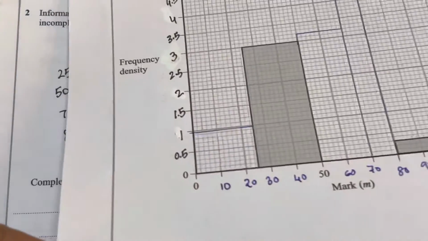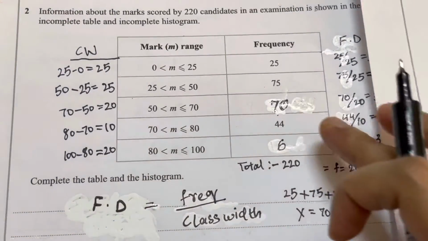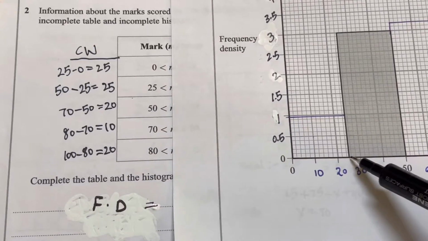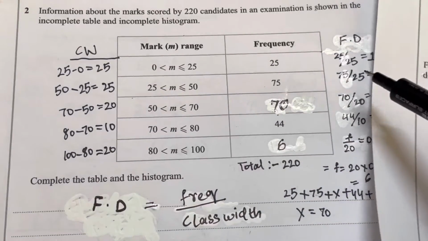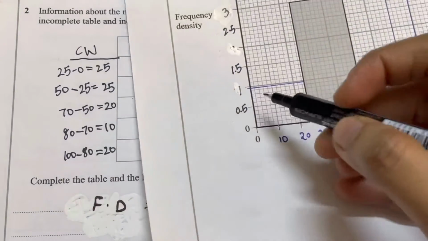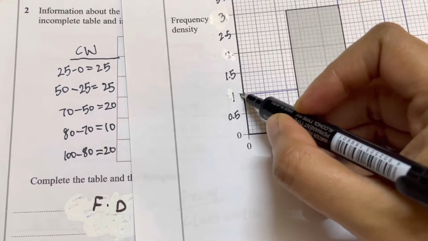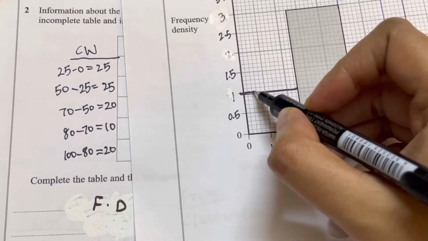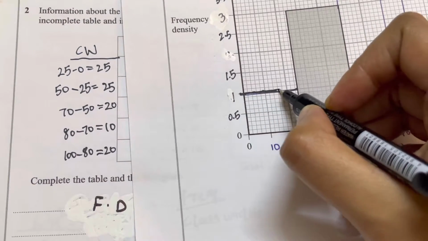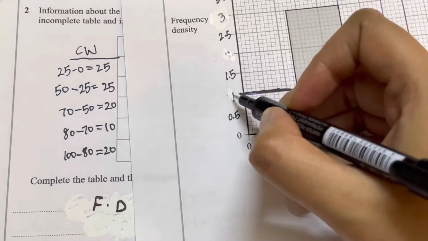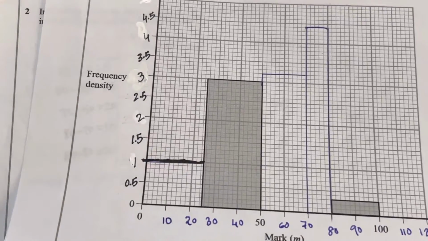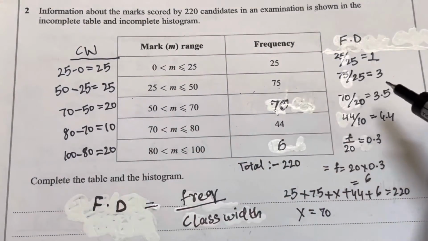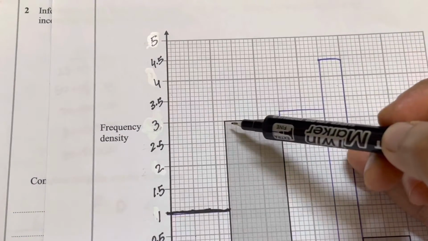Now from 0 to 20, I'll just check from 0. Sorry, it's from 0 to 25. From 0 to 25, your frequency density is 1. So that's what we have equated to. The frequency density is 1. So it should be accurate, otherwise you lose marks. So I think we can use a scale. So that's 1. Alright, so now from 25 to 50, your frequency density is 3, so we have marked at 3.